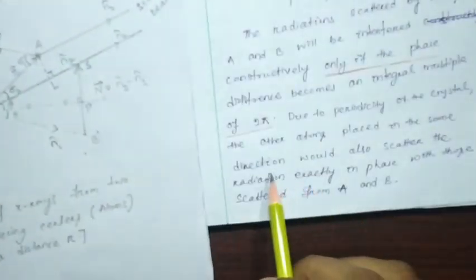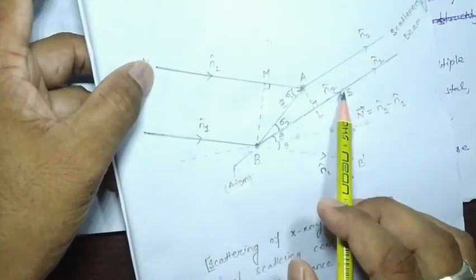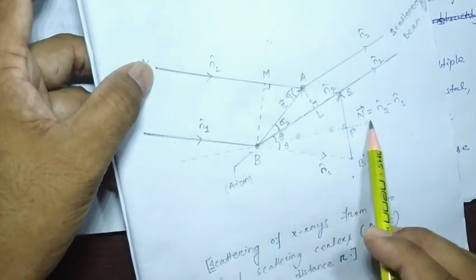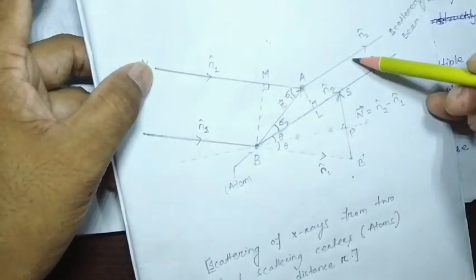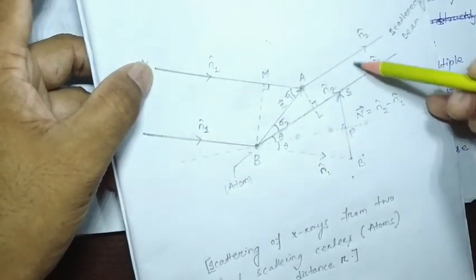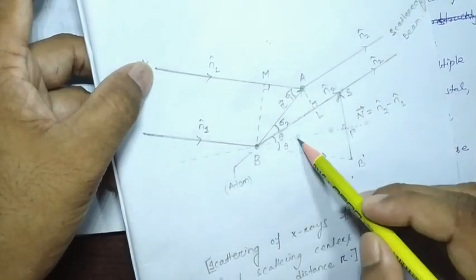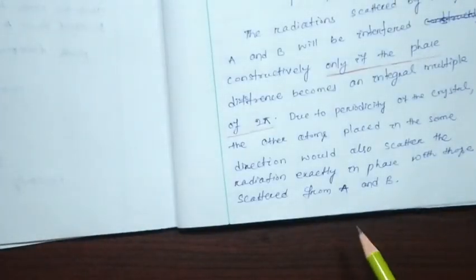So only for that reason this statement has been written: as a crystal is a periodic arrangement, here A, after that one atom, after that one atom, periodically arranged. Then whatever phase difference we found between these two rays, the same phase difference we will find from this atom and from this atom. As it is a periodic arrangement, it is exactly in phase with those scattered from A and B.